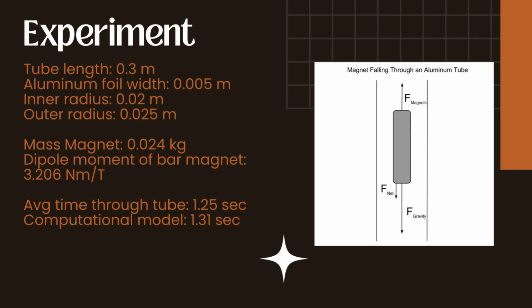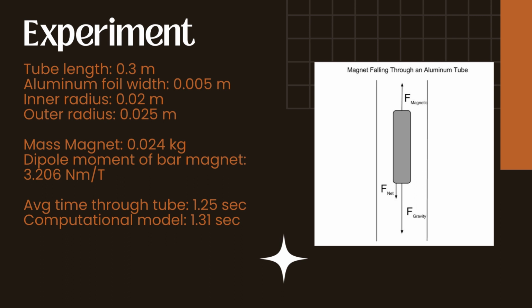The image on the right closely resembles the experiment going on in this lab. I basically dropped a bar magnet through a tube of aluminum foil. The data listed on the left of the illustration gives dimensions to the experiment, which is needed to create the computational model discussed in the following slides.